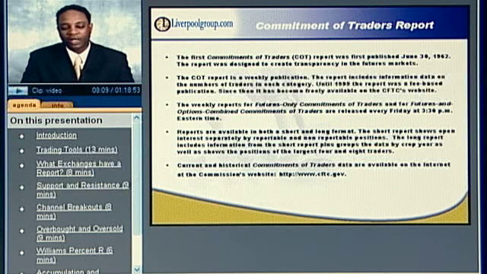It's a weekly report. It comes out Friday at 3:30 p.m. Eastern Time. It's available in both a short and a long format. The short format is very succinct. It talks about the number of positions and how many there are. When you start getting into the long format, it starts to break down exactly who's investing. It's got the largest 4 and 8 traders.